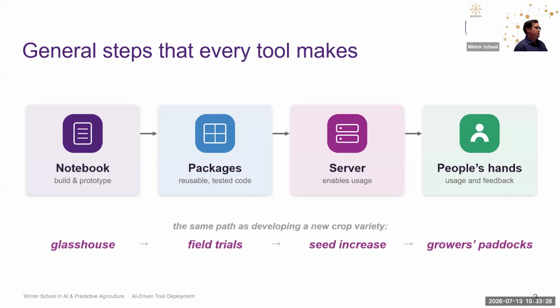To give you the same path in an agriculture focus, I've added here the 4 steps of developing a new crop variety. The notebooks would be like doing experiments in the glass house. The packages are like the field trials. The server is when you start looking at seed increase. And when it gets into people's hands, it's more about grower paddocks, right? You're now growing the seed, making it available for people, and then maybe getting some sort of profit or return out of that.